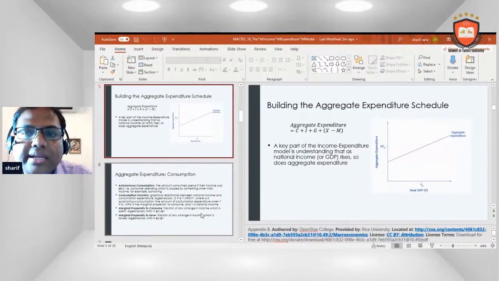Building the aggregate expenditure schedules. Aggregate expenditure equals C plus I plus G plus X minus M. A key part of the income expenditure model is understanding that as national income rises, so does aggregate expenditure.